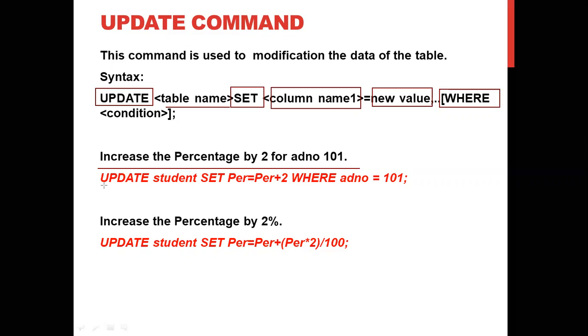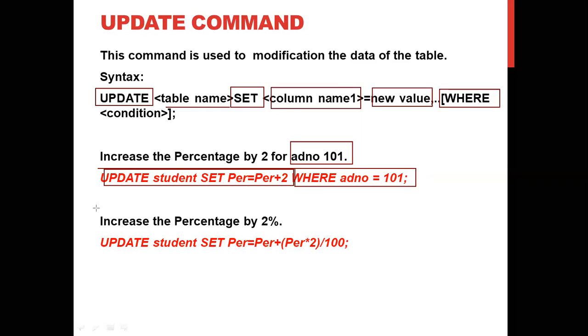It means update table name student. What we want to update, we have to write SET percentage equals percentage plus 2. We increased it. If we write only this, it will change all students' percentage by 2. But only one student is given, admission number 101, so we give the condition WHERE admission number equals 101.